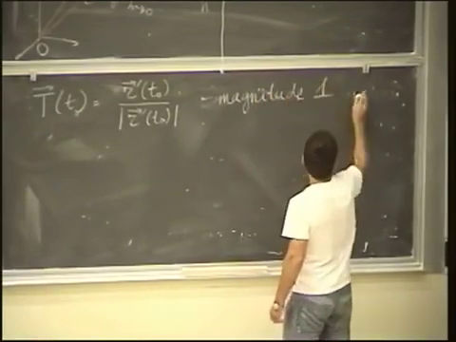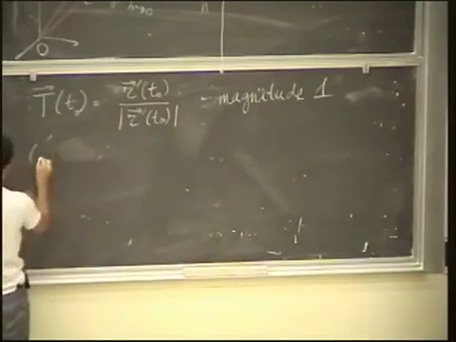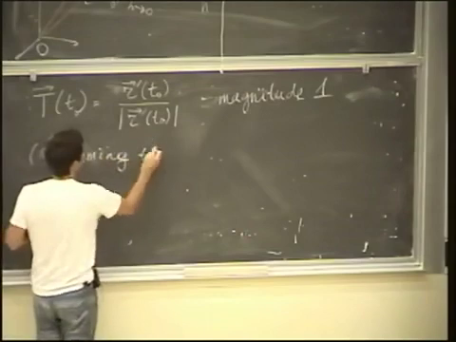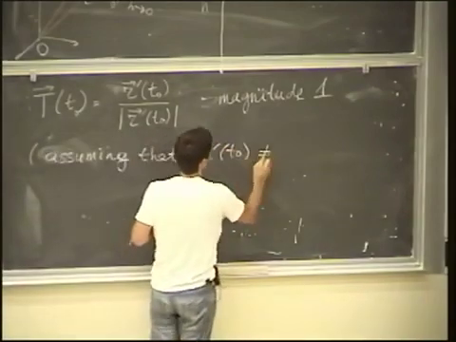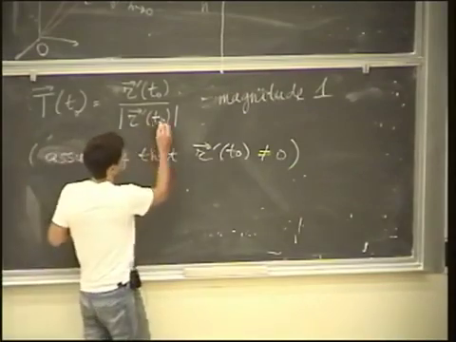Because when you divide a vector by its magnitude, you're going to get something of magnitude 1. I was jumping ahead of myself, because what I was going to say next is that this only makes sense if this is not 0. But of course, only assuming that t0 is not 0. It's possible that this vector is 0 to begin with, so then we can't normalize it. But if it is not 0, we can divide by its magnitude and get a unit vector. So this is called a unit tangent vector.